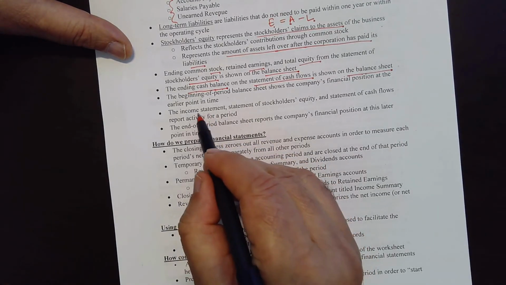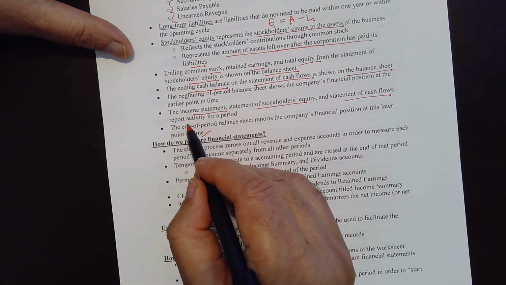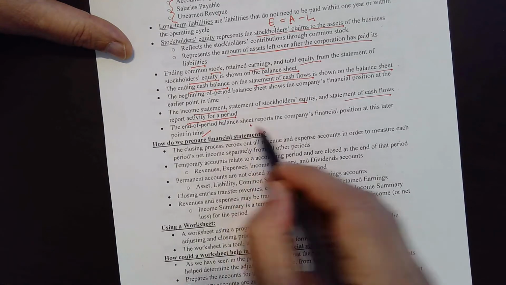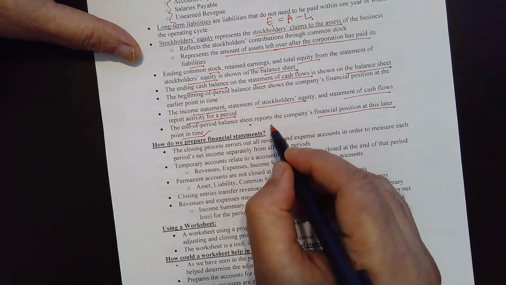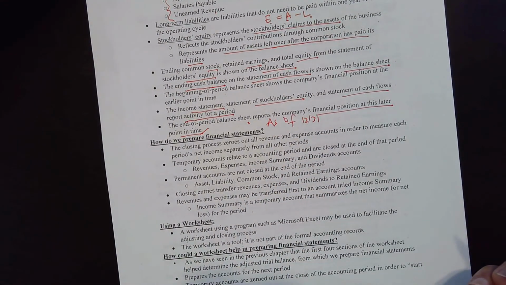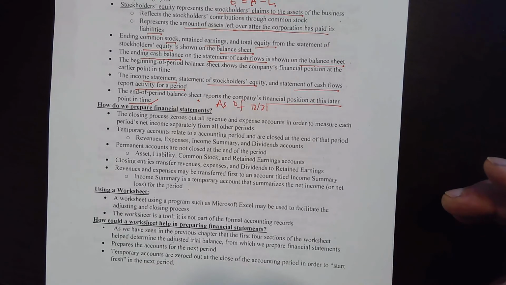Okay. The income statement, the statement of stockholders' equity, and the statement of cash flows report activity for a period. The end of period balance sheet reports the company's financial position at this later point in time, basically as of December 31st. Okay. So in this chapter, we're going to stop here for this lecture on what financial statements are. In the next lecture, we're going to talk about how to prepare the financial statements.